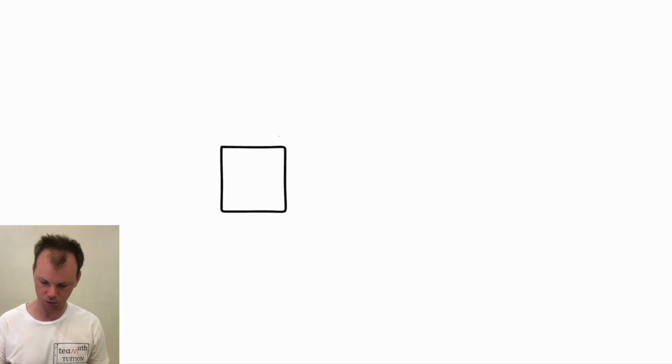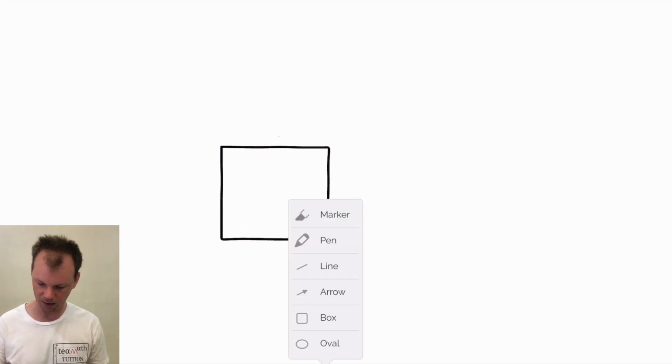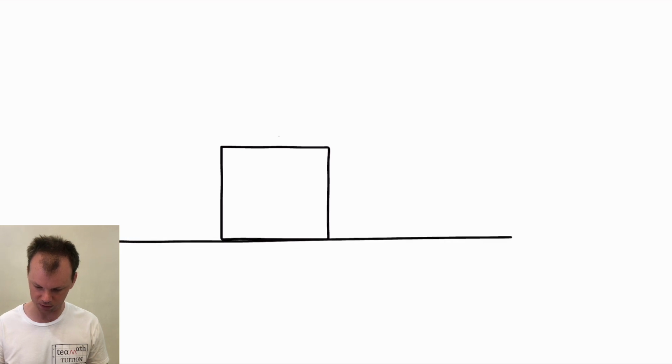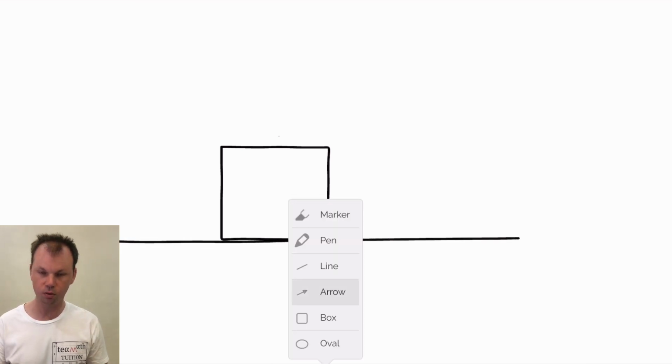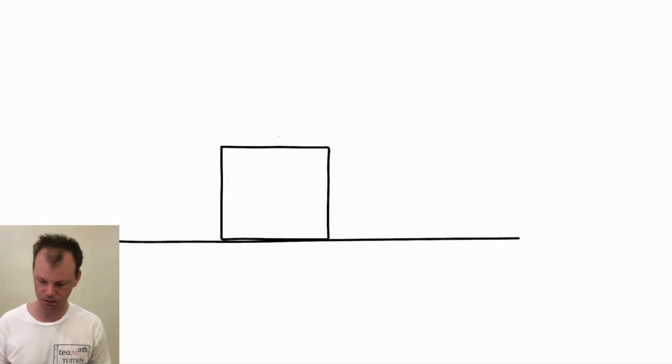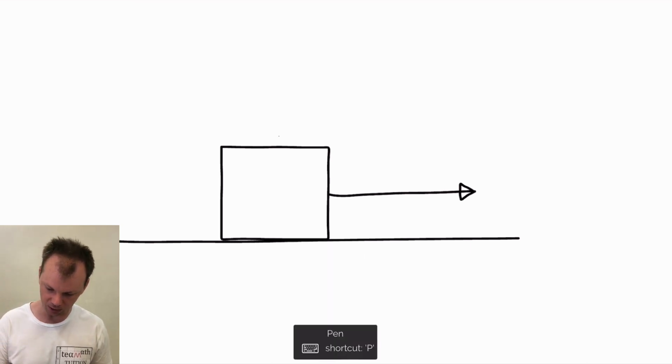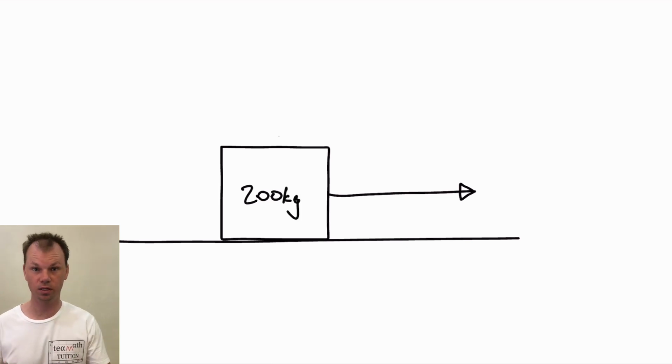I'm going to draw a box. It's going to be a heavy box and it's going to exist on a flat surface. Okay, so the surface is meant to be flat and I'm going to push the box in a certain direction. So I'm going to push it this way. When I'm pushing it, I'm applying a force to it. But because the box is really heavy, the box isn't actually going to move. It's going to be stationary.